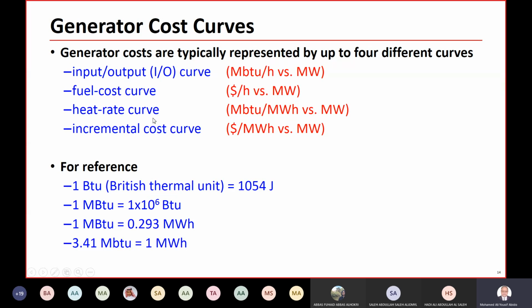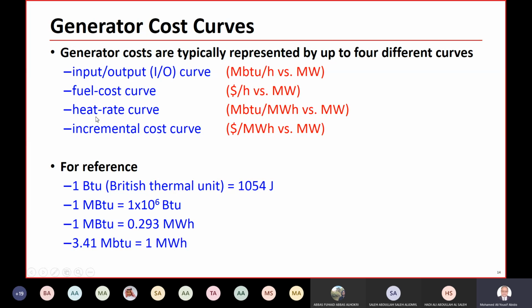The heat rate, again you take the heat energy over the megawatt hour versus megawatt. Incremental cost. The incremental cost is dollar, and you divide here, let us normalize over the megawatt hour. Dollar per megawatt hour instead of dollar per hour. MBTU per hour, MBTU per megawatt hour.